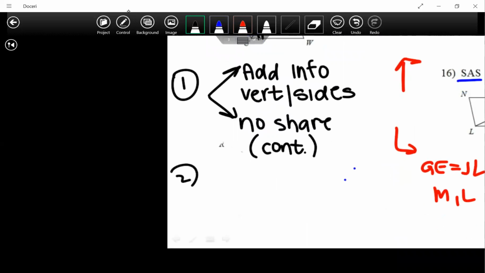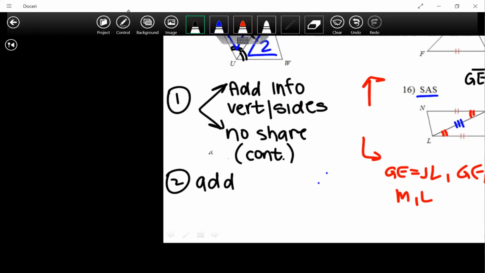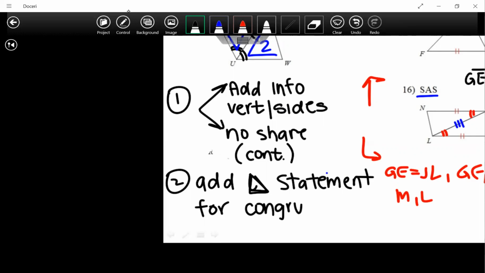The second part of this would be to add the triangle statement for congruence, meaning what marks you're going to need. Is it a side? Is it an angle? Those are what I'm looking for. Those are the steps. If I go back to the first one, the first thing I added was a side. The second step would be to add the statement that I needed. I added the side, so I need the extra angle, so that's the angle to be added. That's what I want you guys to see. Those are the steps.